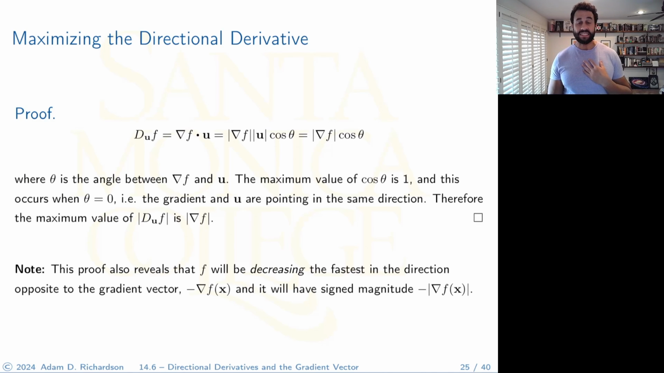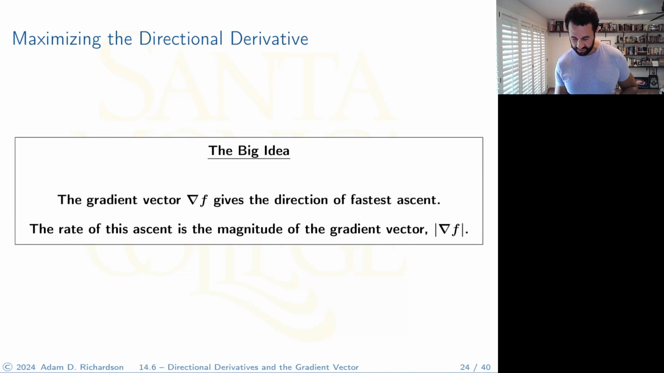What's also nice about this is this proof also reveals that f will be decreasing the fastest in the direction opposite the gradient vector, which is negative gradient f. And it will have signed magnitude negative length of the gradient vector. So I'm sure some of you have heard of the process of gradient descent, or like how to optimize using gradient descent, especially if you've studied like large language models or machine learning. This is a common technique. Quite literally, it means computing the gradient, taking its opposite, and that will give you the direction of quickest descent. So remember, the gradient actually gives you the direction of quickest ascent. So if you want descent, you got to take its opposite and it'll go down instead.